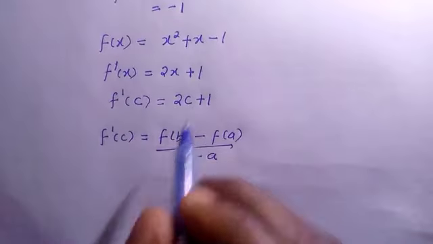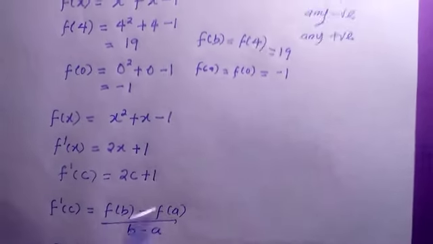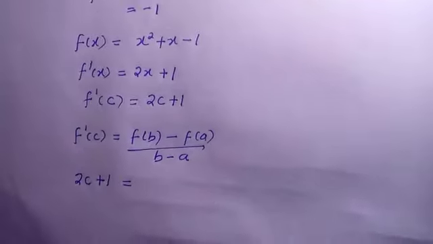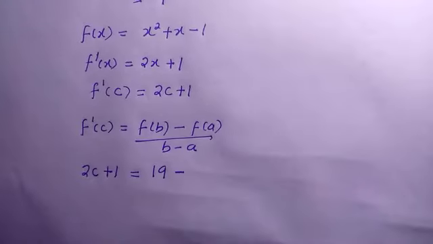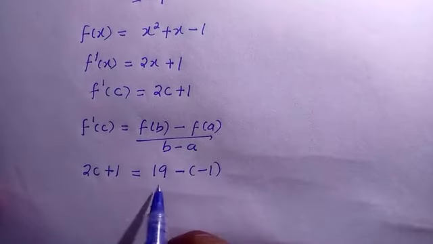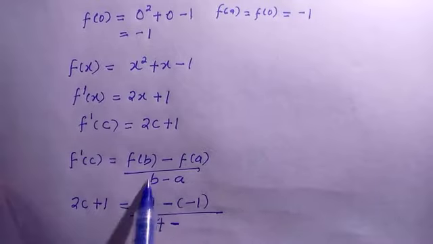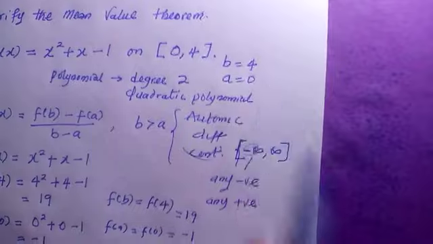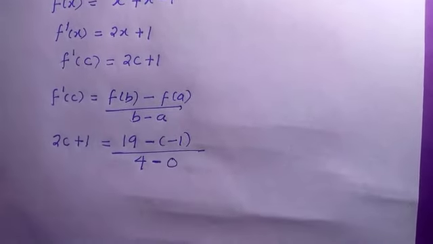And we know that f prime of c is 2c plus 1, equals f of b, which we have gotten, which is 19, minus f of a, which is minus 1. So we plug in all those as well. We make sure that the negative still remains there, which is minus 1. Just create brackets to avoid confusion. So here we have 4 minus the value of a, which is going to be 0. We also replace them in the formula, and so I've done that already.